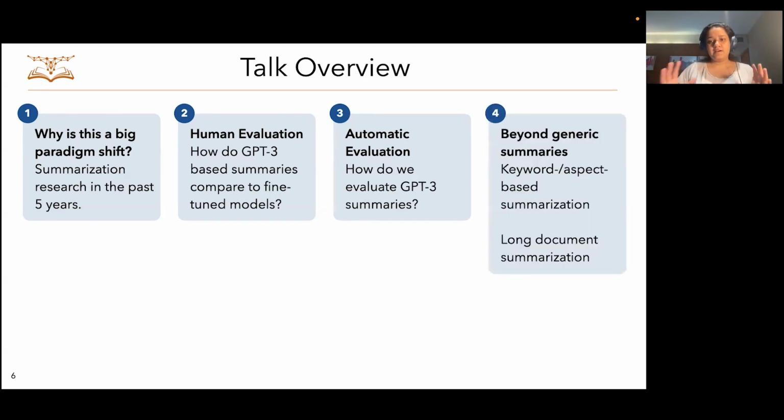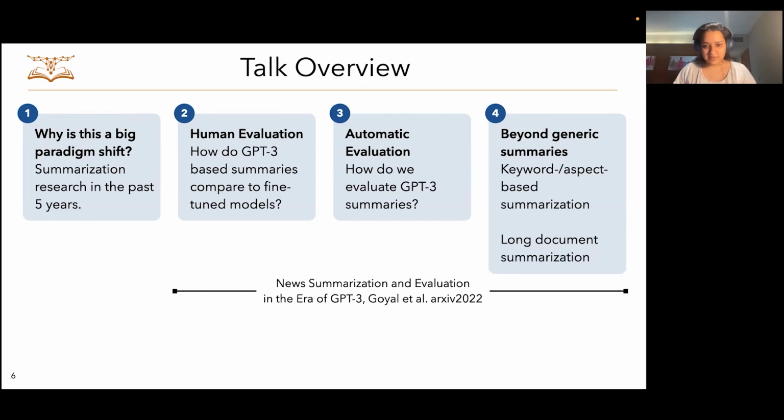And finally, I'll talk about some other work that looks beyond this generic summarization task where you just give it an article and ask it to summarize, but looks at very specific things like, can it summarize an article based on a keyword or an aspect, or can it summarize very long documents?